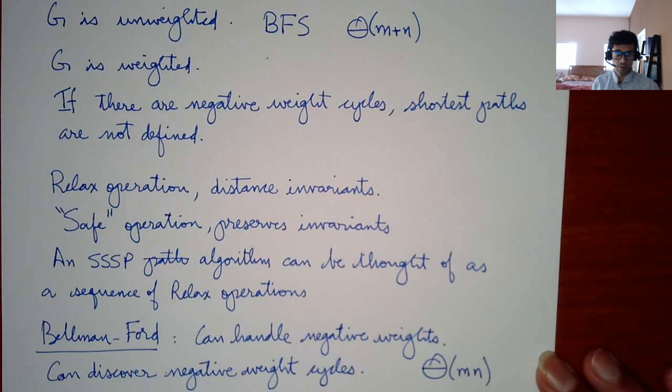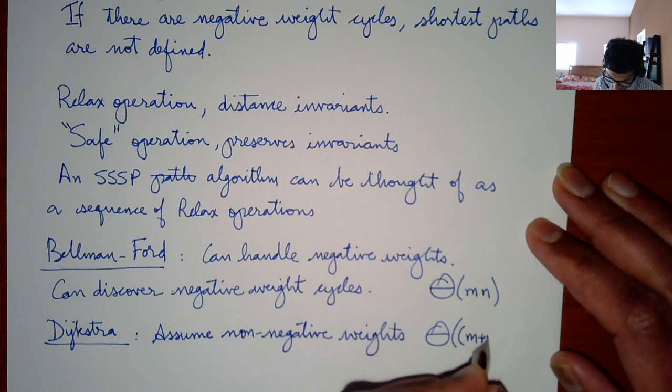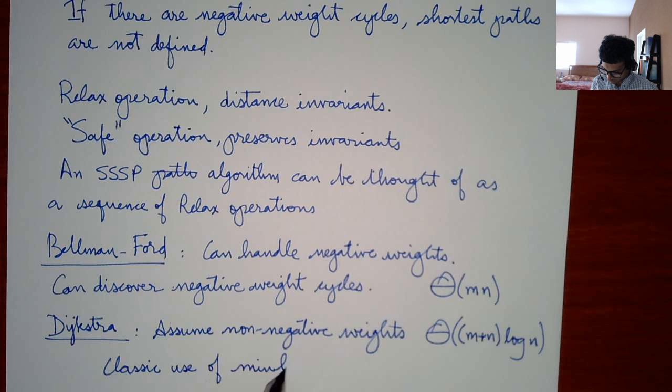There is Dijkstra's algorithm. It assumes non-negative weights. It runs essentially in theta of m plus n log n. And it's a classic use of a heap, of a min heap, or a priority queue. It's a classic use of priority queues.